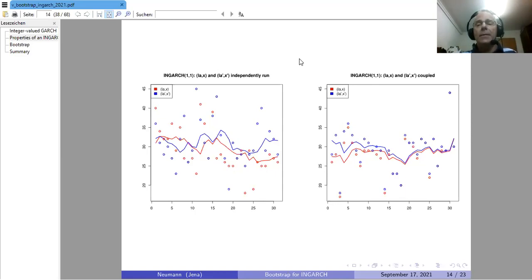And this proves finally the mixing property of the count process. At this point, I have to mention that the joint process consisting of the count variables and the intensity variables is not mixing in general. There's a simple counterexample which shows that mixing is not true in the general case.